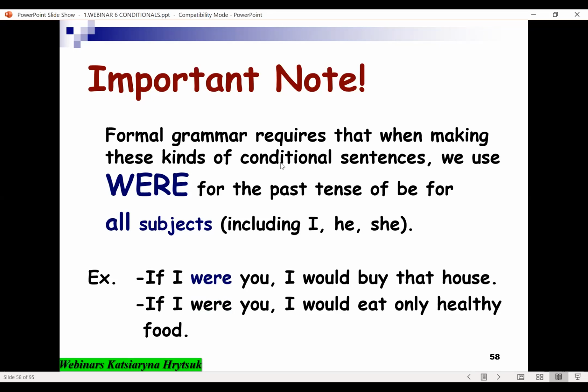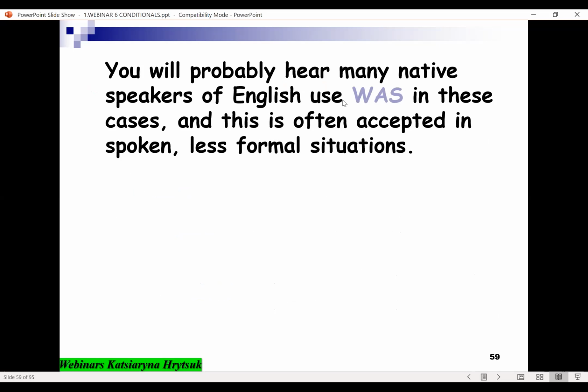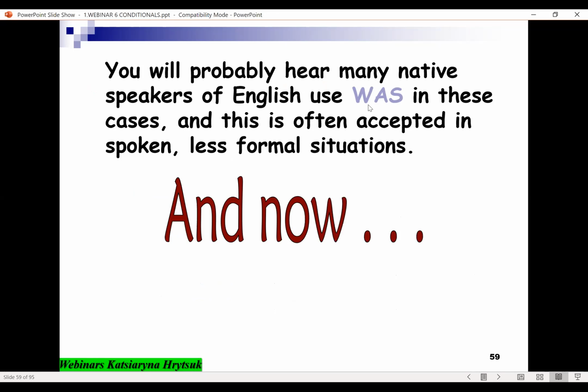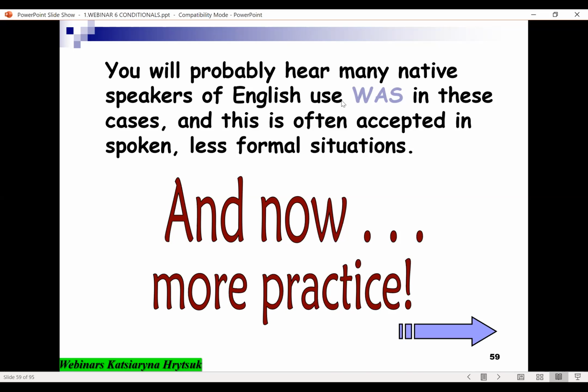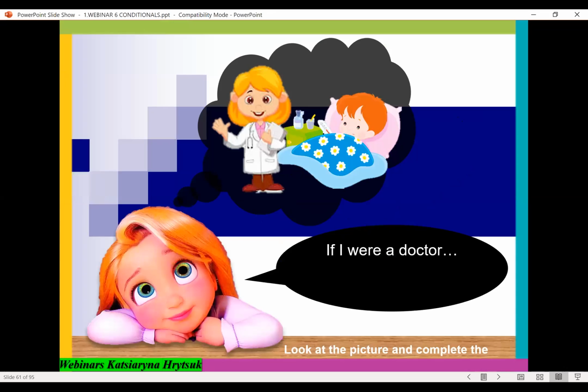In some conversations, you can see that some people use was. But I tell you, for tests and for beautiful English, okay, we use were. Now let's imagine, I want you to associate the second conditional with this girl who's sitting and dreaming about something. So this is the second conditional. If I were, so she's dreaming, and let's make sentences about her dreams.